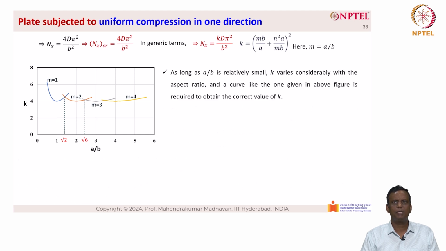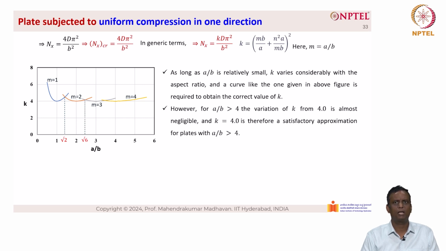As long as a by b is relatively small, k varies considerably with the aspect ratio, which means that there is a huge variation in k when the aspect ratio is very low. As you can see, for m equal to 1, the curve is very steep and it comes from k equal to 6 and goes down to k equal to 4, and then it jumps up to k equal to 5, something like that. So a curve like the one in the above figure is required to obtain the correct value of k.